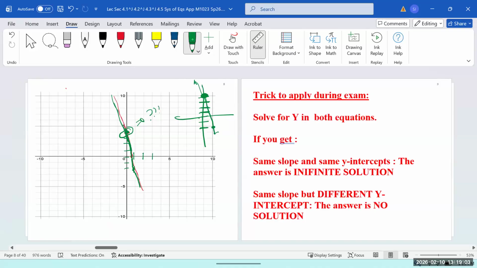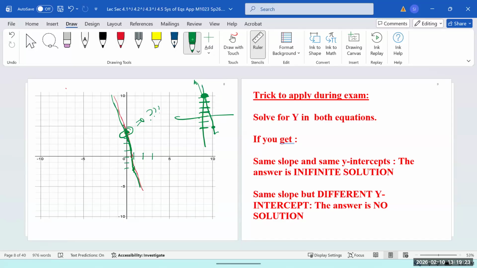So then let's use a trick. The trick says, whatever equation you have, just solve for y. If you solve for y, and then you see that you have the same slope with the same y-intercept, that means you have infinite solutions.